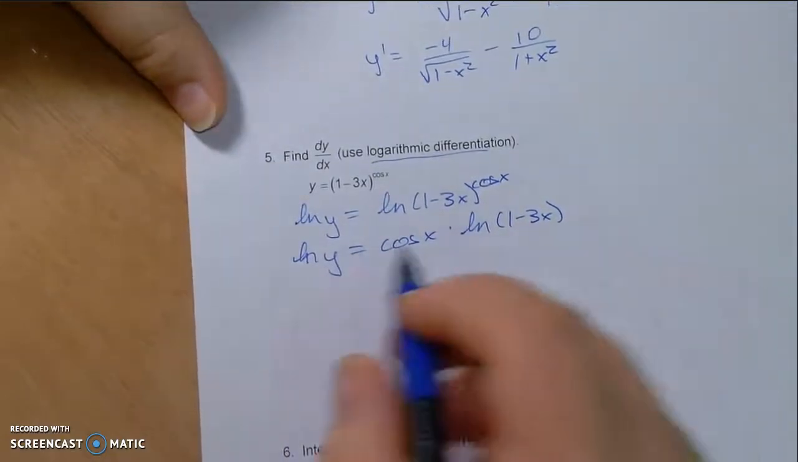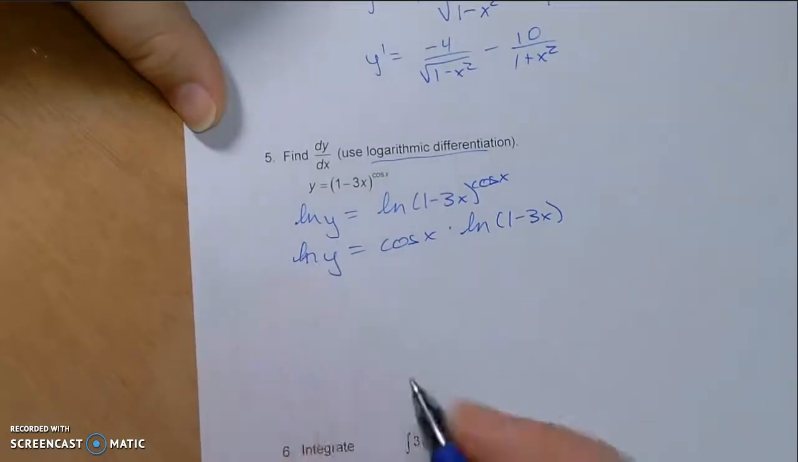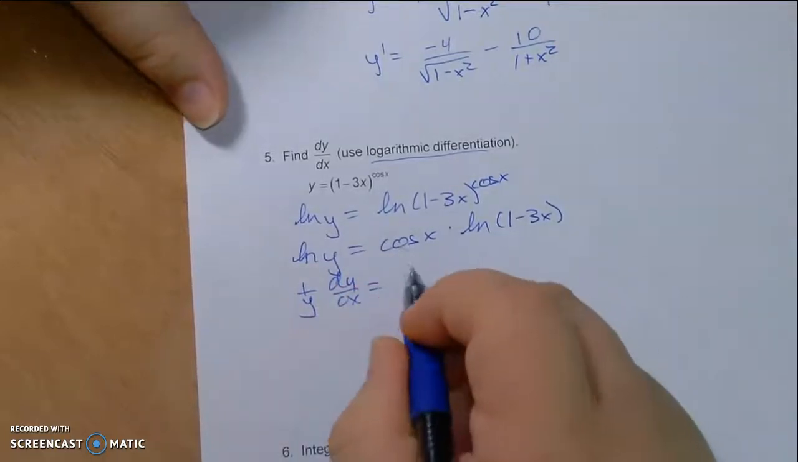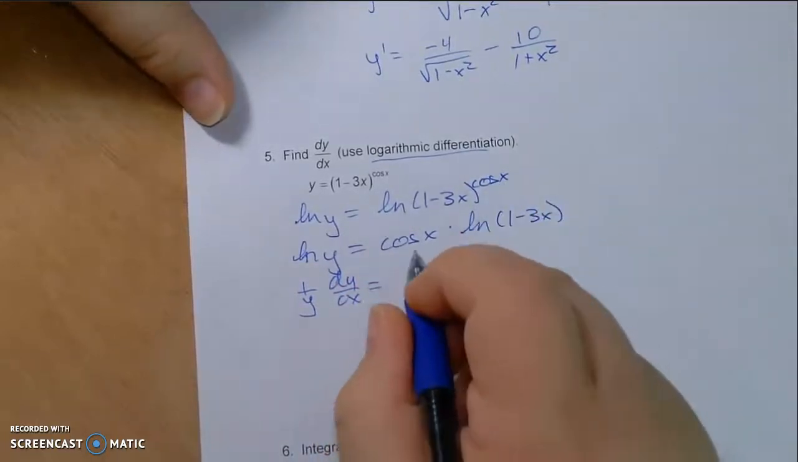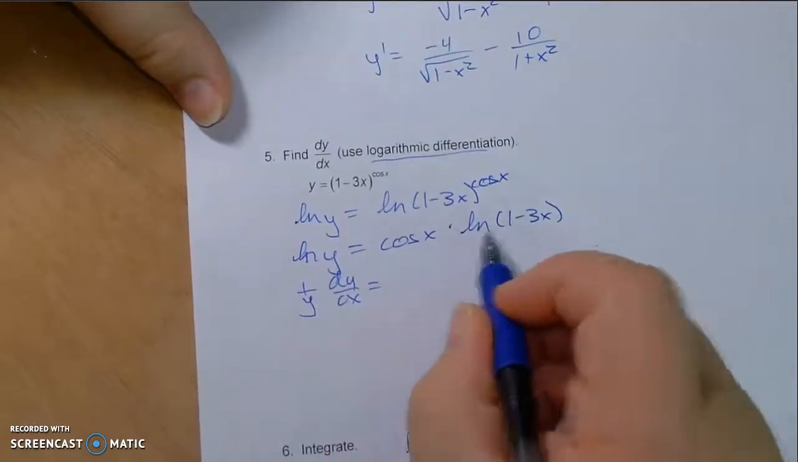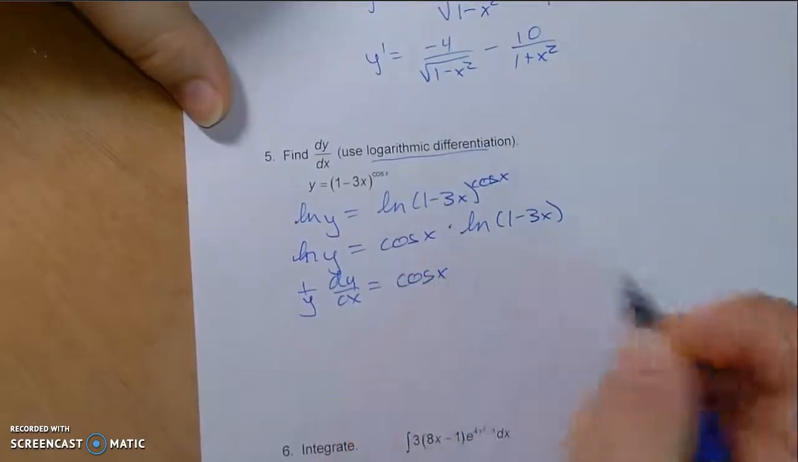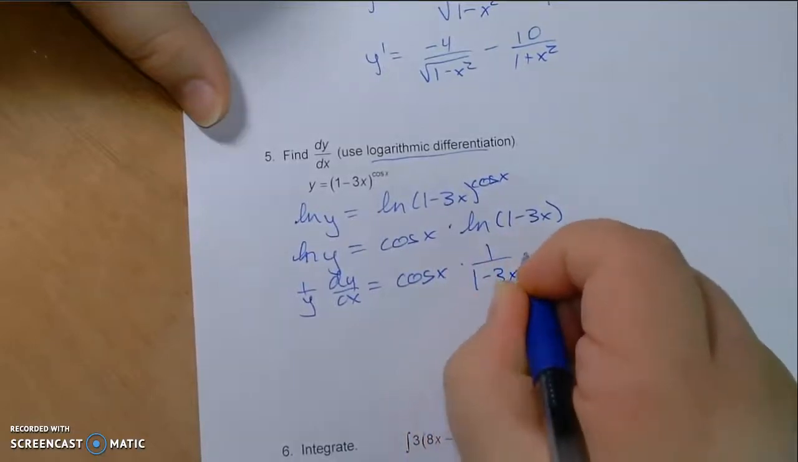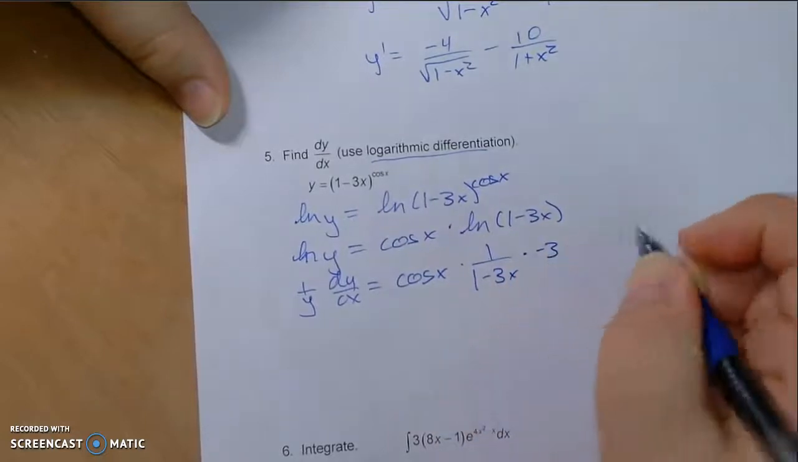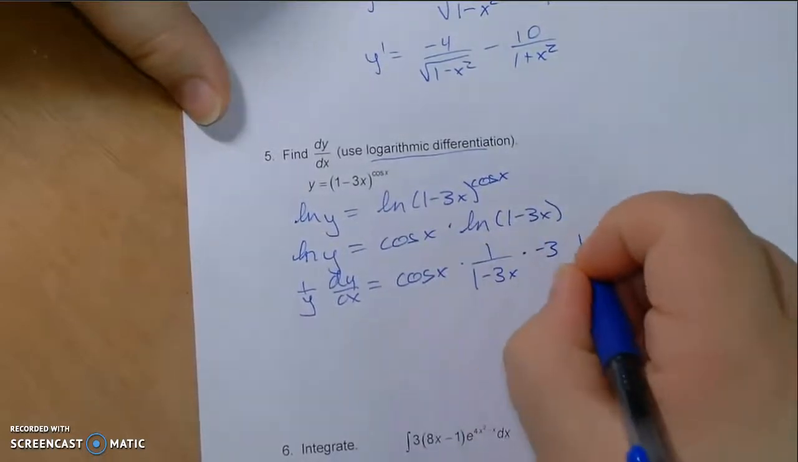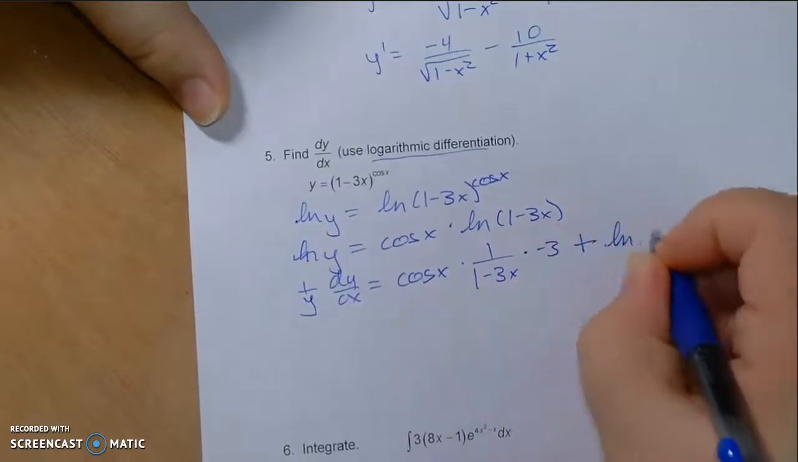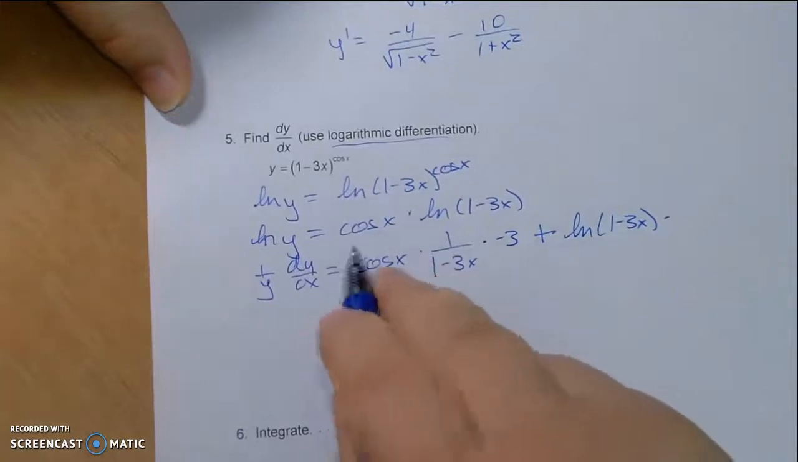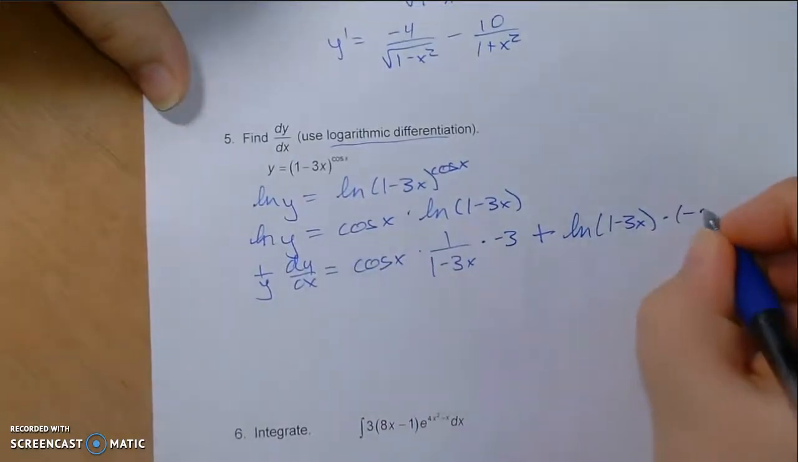Now we're going to take the derivative. On the left, we'll take it implicitly, which is 1 over y dy dx. And then we have our cofunction here that's just normal. We got a product rule, so we'll do the first times the derivative of the second, which is 1 over 1 minus 3x times chain rule, -3. So that's the first part plus the second, where we just rewrite that, times the derivative of the first. Derivative of cosine is negative sine x.